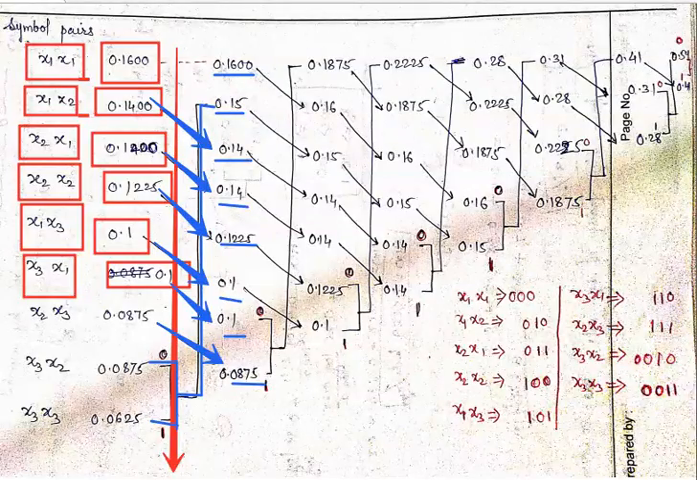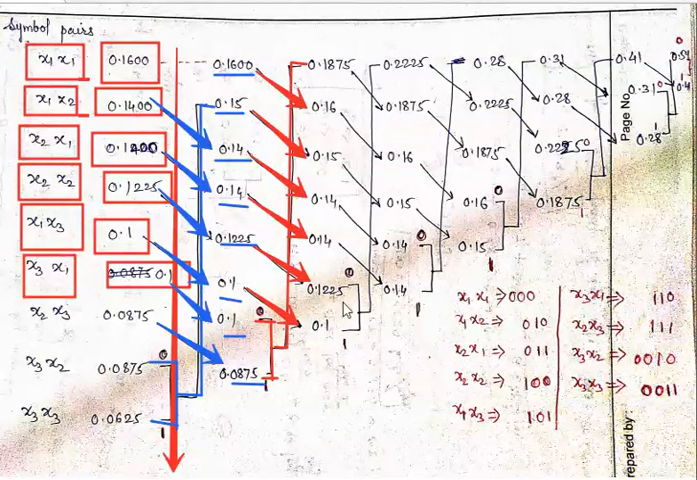Now again in the next stage, what we need to do is very simple. Select the lower two probabilities. I have selected here the lower two probabilities. Add them, so it is 0.1875. So obviously it is greater than 0.16. So here the shifting will be done like this. 0.16 will be shifted here, then 0.15, then 0.14, 0.14, 0.1225, 0.1. Like this it will be shifted.